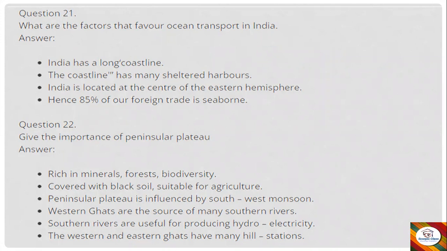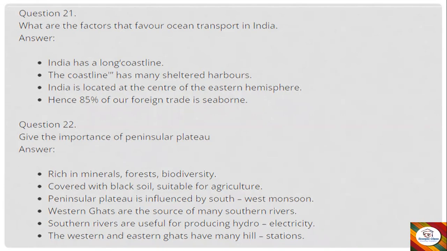Answer: India has a long coastline. The coastline has many sheltered harbors. India is located at the center of the Eastern Hemisphere. Hence, 85% of our foreign trade is seaborne. Okay, next question 22. Give the importance of peninsular plateau.